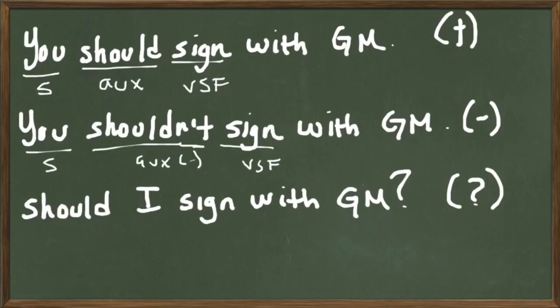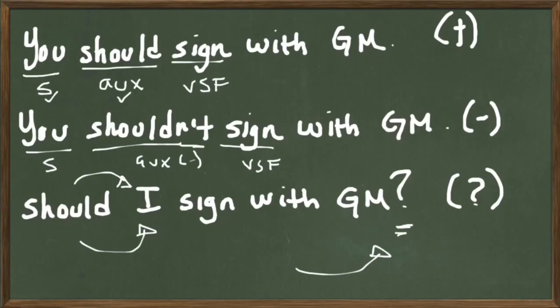And if we want to make a question, the only thing we do is invert the first two elements, which are the subject and the auxiliary, and we say, should I sign with GM? Don't forget to include the question mark as well as the intonation rise there.